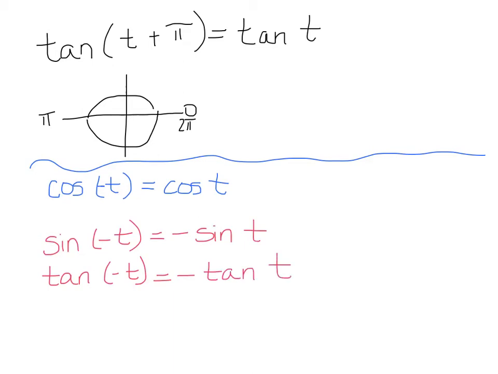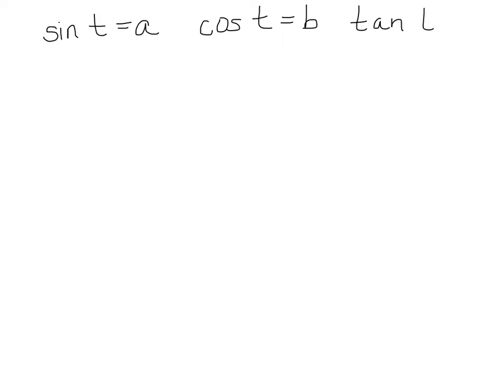So we're going to use these to help us simplify expressions and write them in terms of A, B, and C. We're going to let sine t equal A. So every time you see sine t, you're going to change it to an A. Cosine of t is going to equal B. And tangent t will be C. All right, so these are the expressions that we're simplifying, and we'll just do a couple.